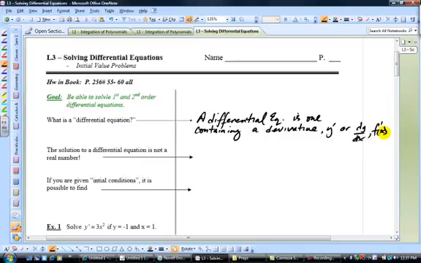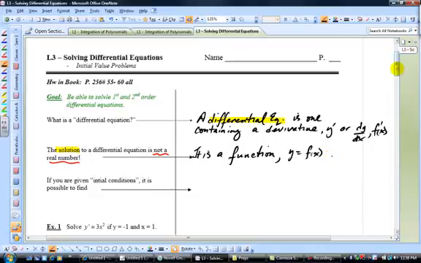And one of the things that's unique about differential equations is that the solution to it is not a real number. It's actually a function. Call it y equals some function of x, y equals f of x. So that's a real big difference. Before, when we solved equations, we got real numbers as answers. Now, when we solve differential equations, we end up with a function, y equals f of x.